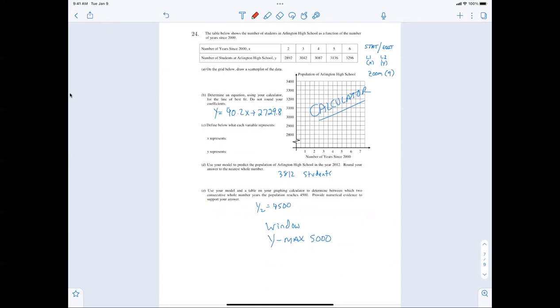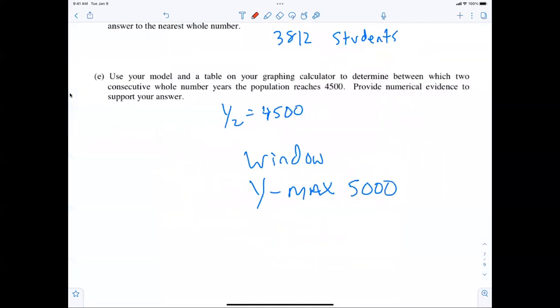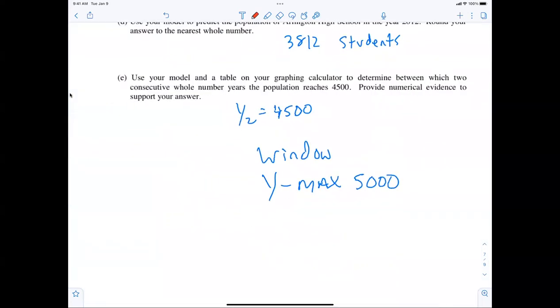Where are we at? I didn't get an answer for E. We didn't get the answer for E yet. But it says, use your model to determine which 2 consecutive whole years the population reached 4,500.